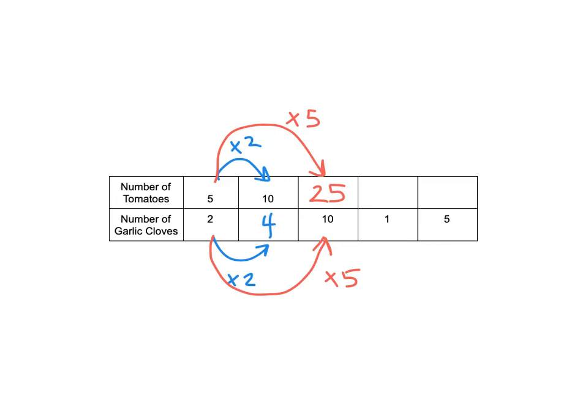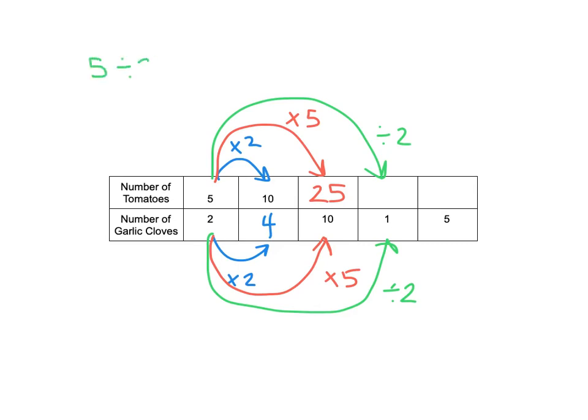So I'm going to go down to 2 and think 2 divided by 2 gets me to 1. So I have to do 5 divided by 2. So 5 divided by 2 is 5 over 2. And as a mixed number, that is 2 1/2.